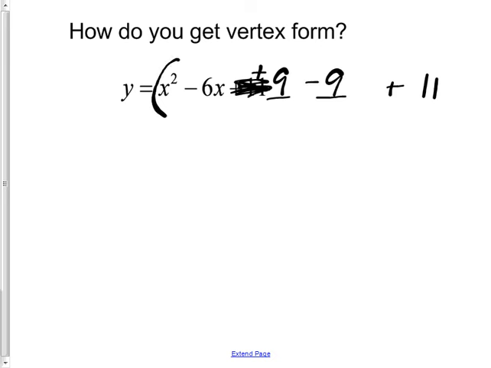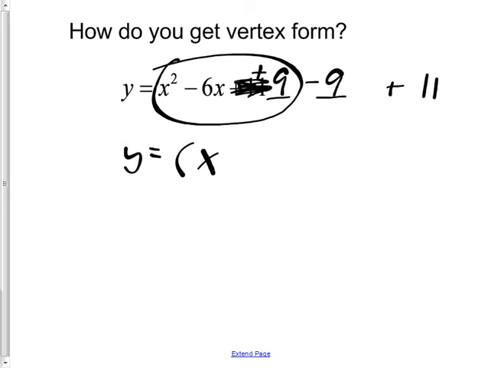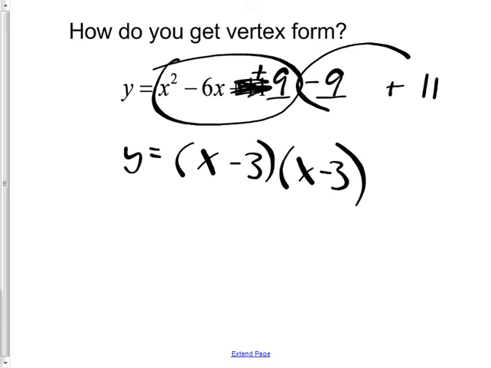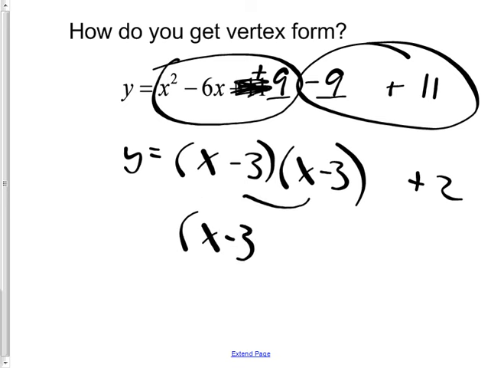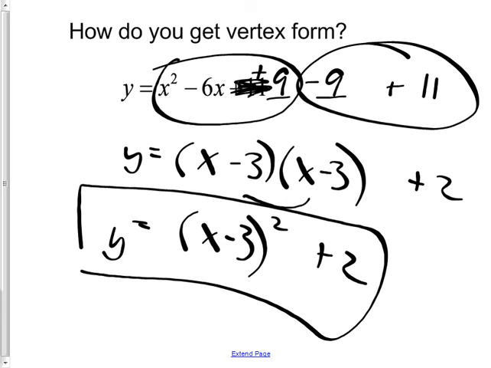And then you remember how this part right here is perfect because you can make two identical things out of it. And then this part right here is the final answer at the end. And that's, in this case, plus 2. And these two guys can go together and make x minus 3 quantity squared, and then put a plus 2 at the end. There we go. I just made it into vertex form. Do you remember that process? Yes, sir.